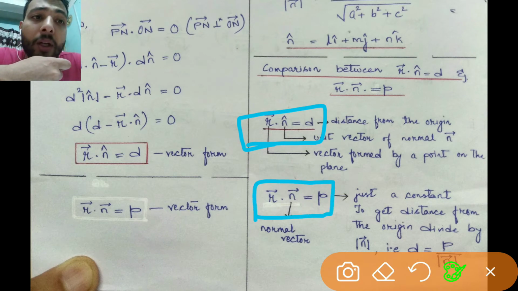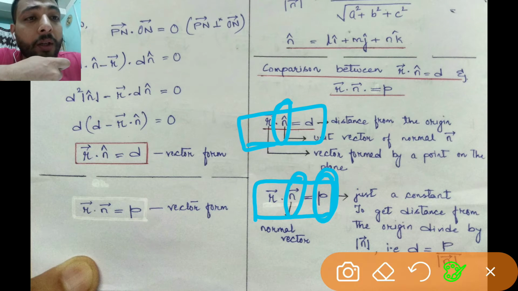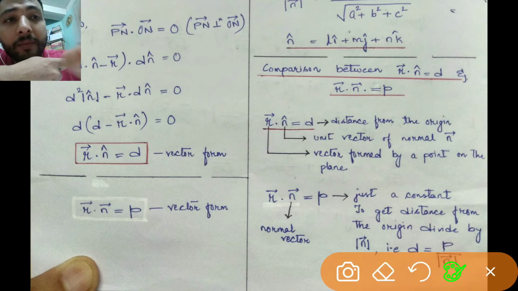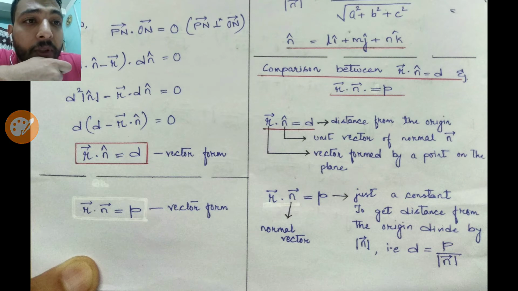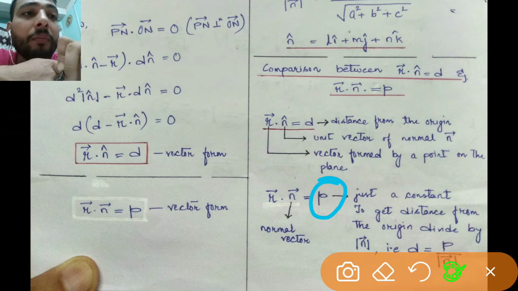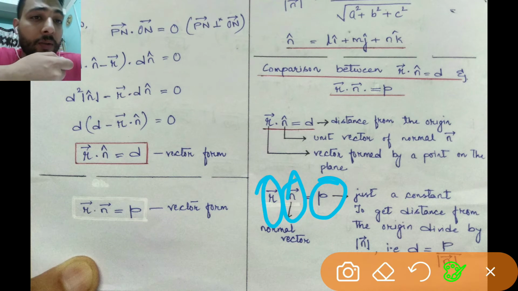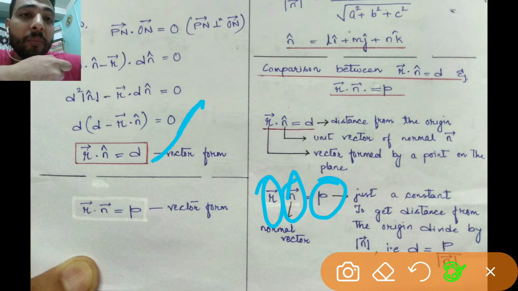But this is also the equation of the plane in vector form, but this is not the distance. Sometimes if they ask you what the distance is, you will not say this is the distance. If you see a vector here, you have to have a unit vector here. Now see what is given here. This is just a constant, this is not the distance. So to get the distance from the origin, that is d, you have to divide this p by the modulus of the n vector. Clear? And this is your normal vector, this is the same point. So that is how you will find your vector equation of a plane.